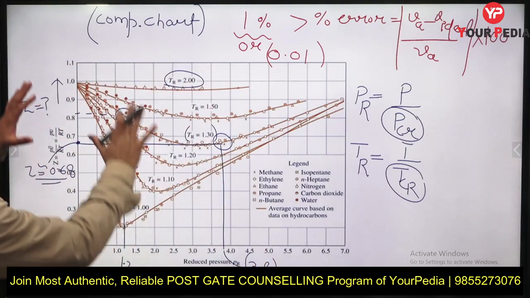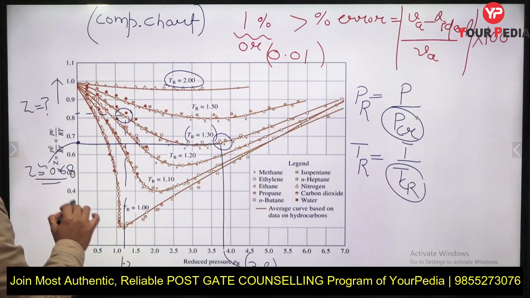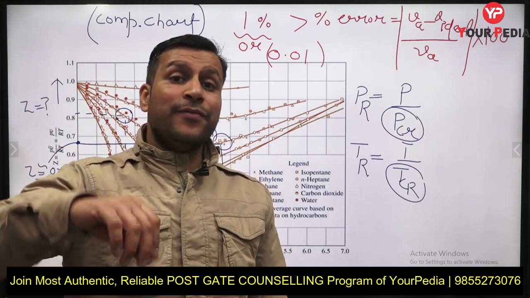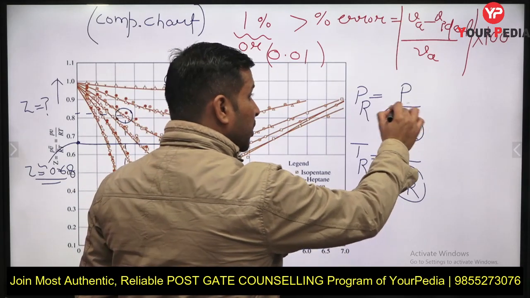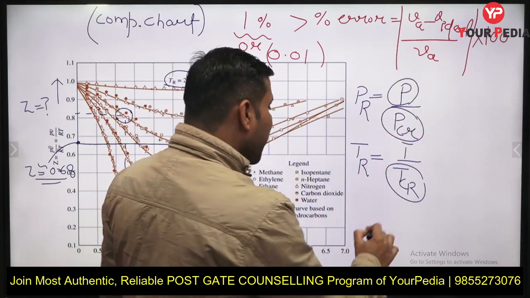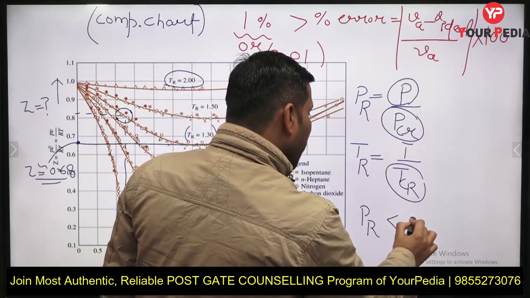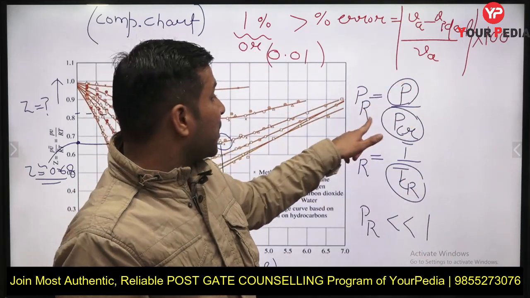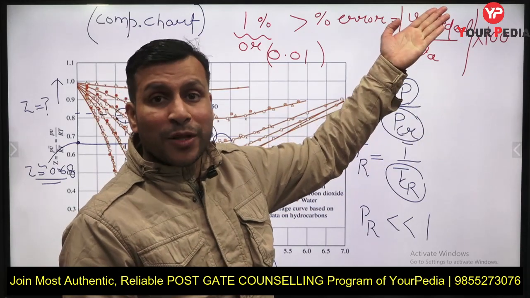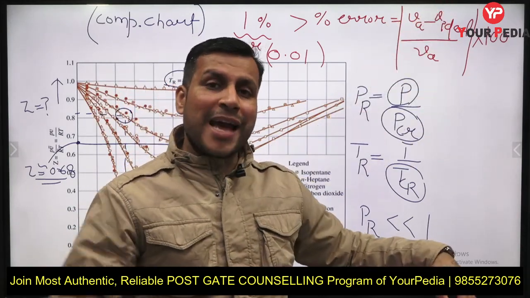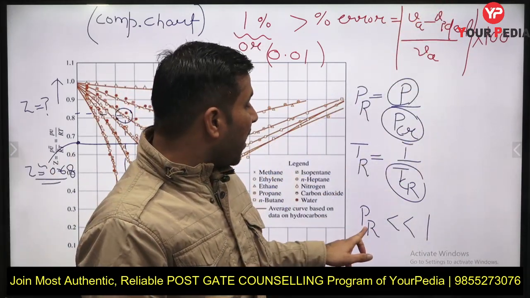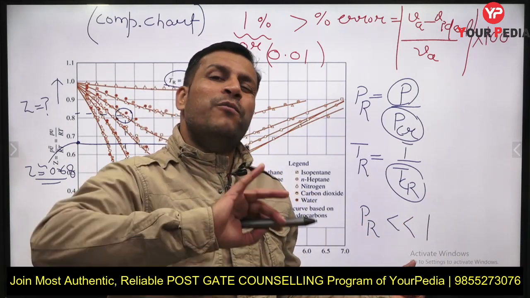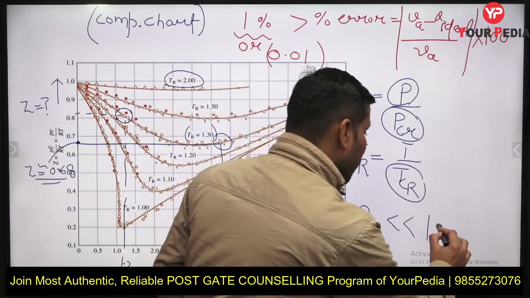So if you check it here, guys, in this graph, if you are having a gas at a very low reduced pressure, I told you, if you are having a gas at a very low pressure, then PR, reduced pressure, will be very much less than 1, because if pressure is very high, then PR will be more than 1. Got the point? But if the gas pressure is very low, then PR will be very much less than 1.